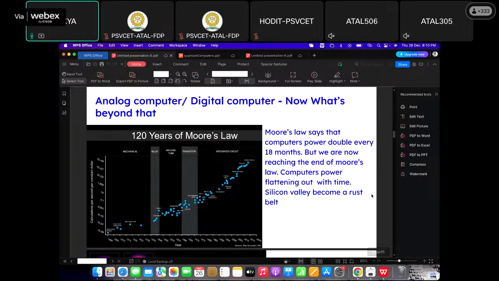So we have Moore's law here. And what does Moore's law say? Moore's law says that computers' power doubles every 18 months, but we are now reaching the end of Moore's law. Computers' power is flattening out with time, and Silicon Valley is becoming a rust belt.